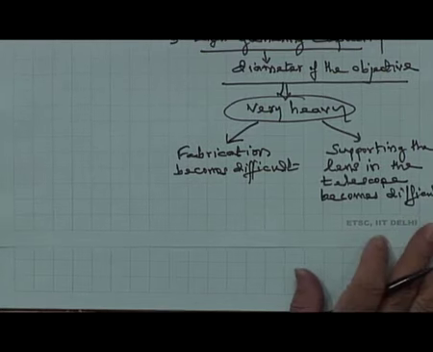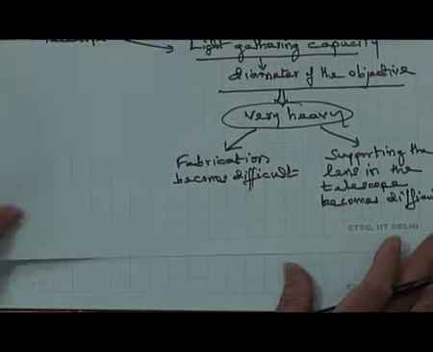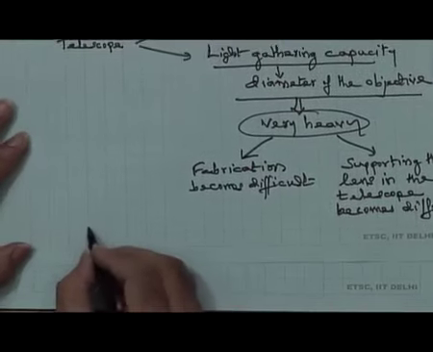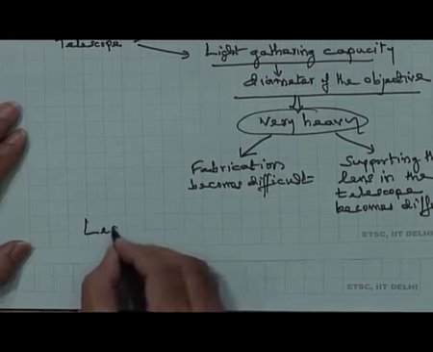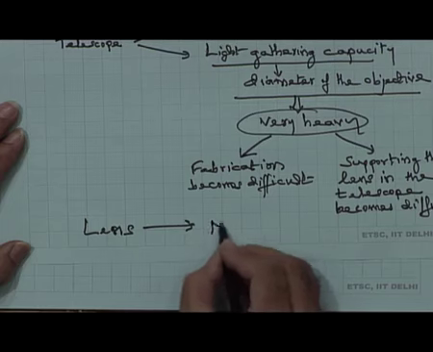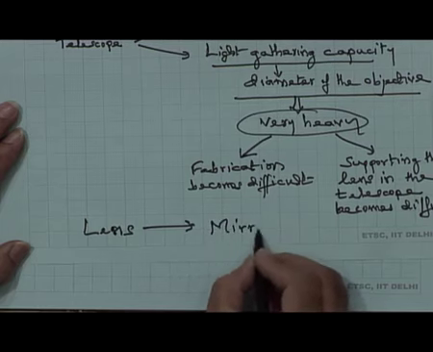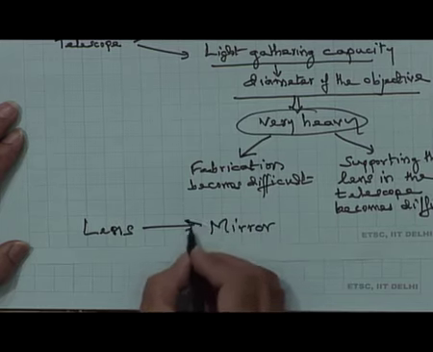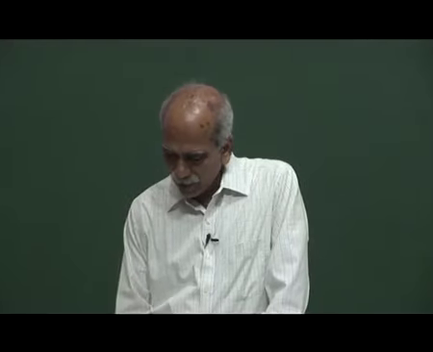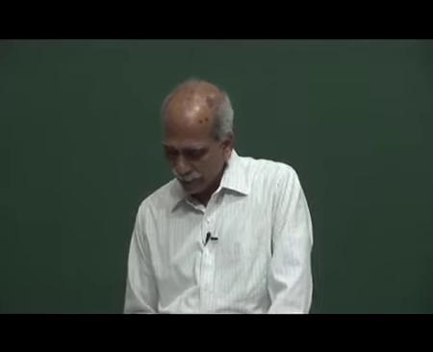So, what is the solution? It was proposed that instead of using a lens, one may use a mirror, a concave mirror. So, going over from lens to mirror. How is that possible? The same configuration. So, let me draw this diagram here.